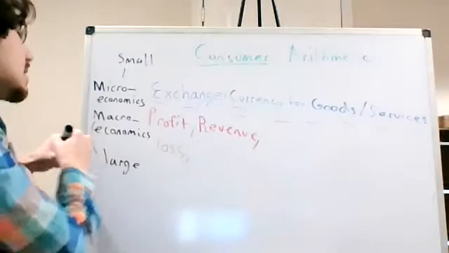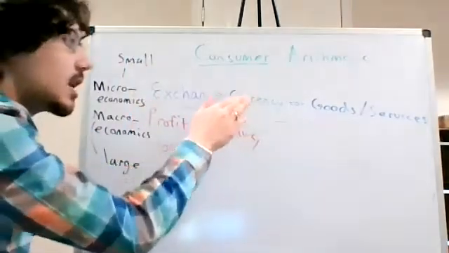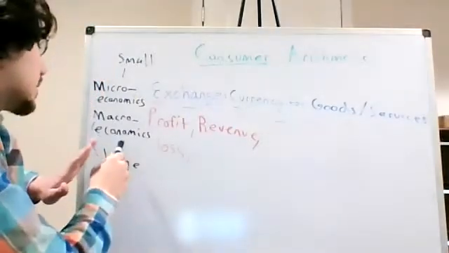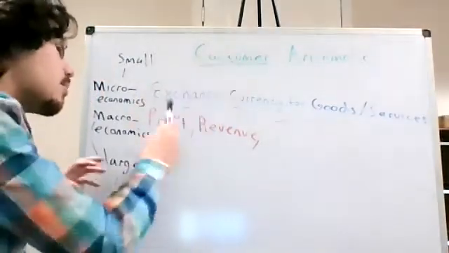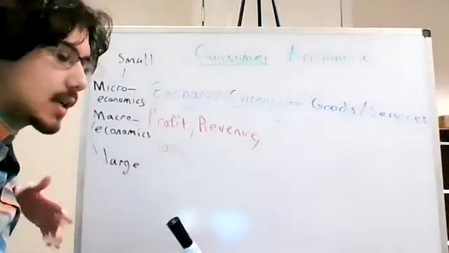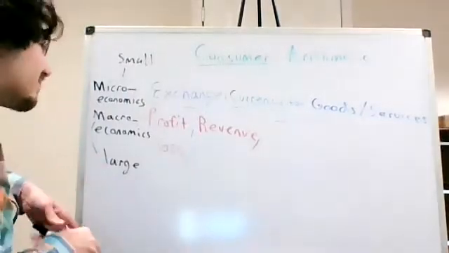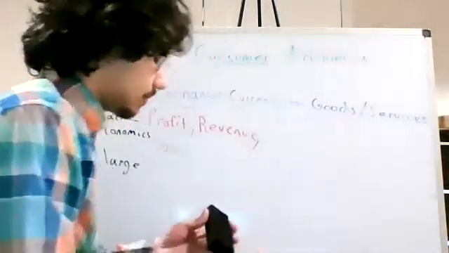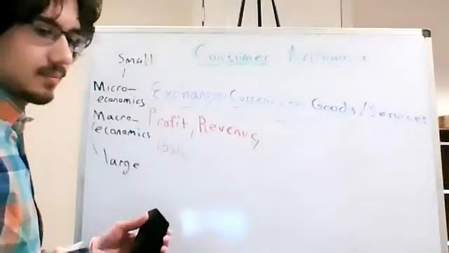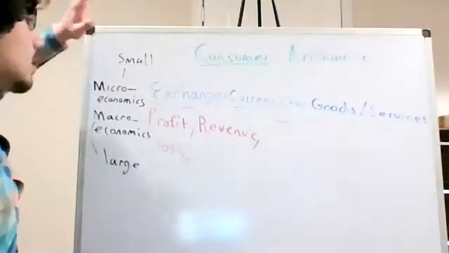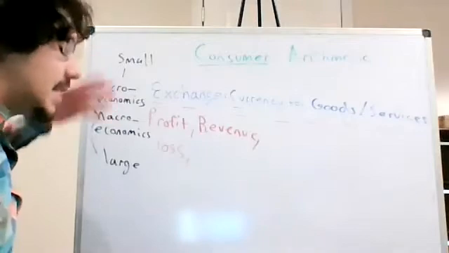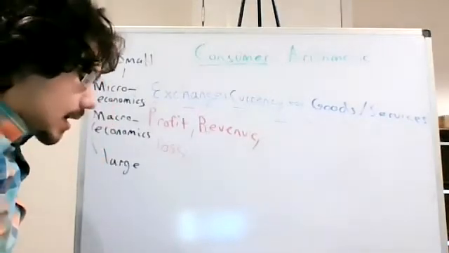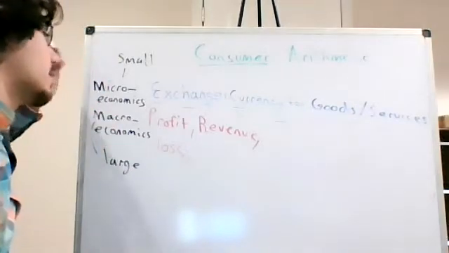Micro is a prefix that means small, and macro is a prefix that means large. So microeconomics is the small scale, which is the exchange, and the exchange is the bottom of everything. And macroeconomics refers to the large scale stuff. So this is the profit, the revenue, and the loss of the companies, which is what everybody focuses about. So this is the idea, the sort of knowledge you'll be thinking about as we go on further into consumer arithmetic.